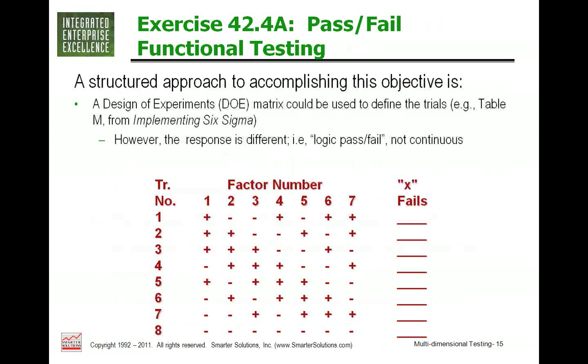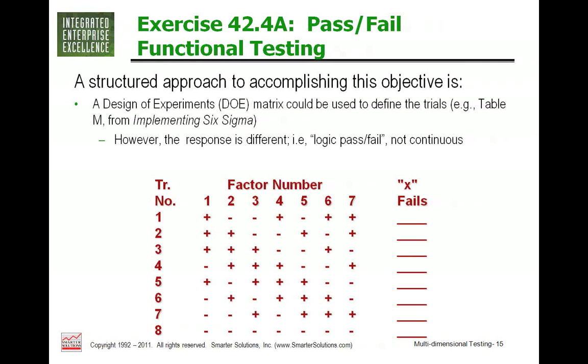With design of experiments, we might have 8 trials listed here. For trial number 1, we would set factor 1 to the plus condition, or the high condition. Factor 2 would be the low condition, and so on. In traditional design of experiments, we would look at this set of conditions, then monitor and record the response. We might get an answer of 3.7. For trial number 2, we might get 2.6, and so on. So for each of the trial conditions, we got a continuous response.